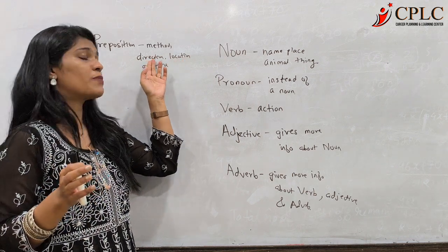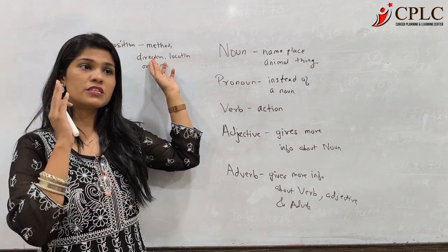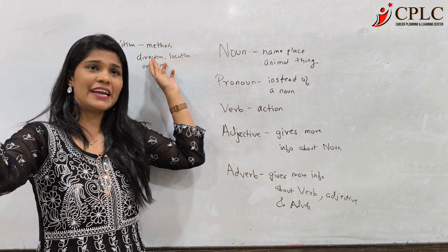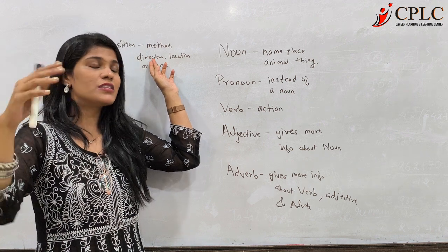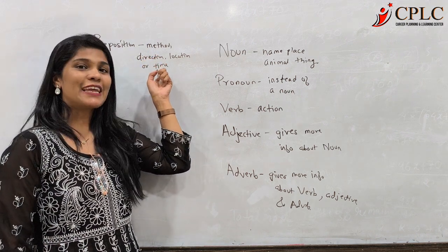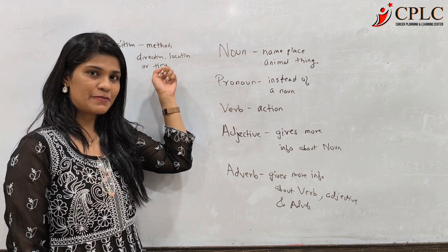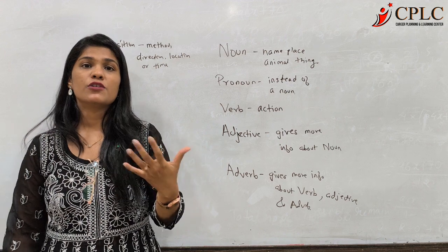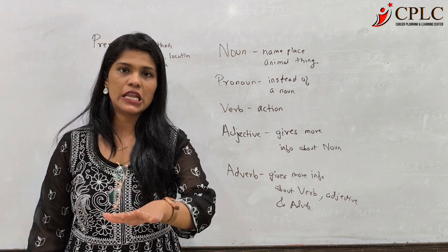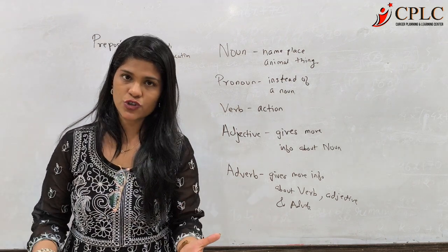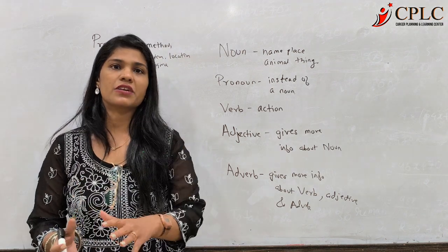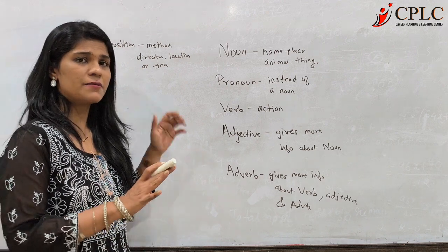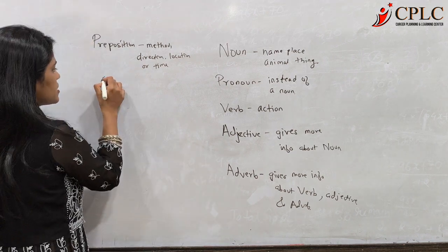Similarly, it also gives more information about direction. Please move ahead, or the bus depot is beside the mall. So this tells you where it is. Time: I will call you at 7 p.m. So at is telling me about the time. And also the method: you have to cover it with a lid. So now with is the preposition because it tells you how to cover. It's telling you the method. So all of these are prepositions. Is this clear? Okay.